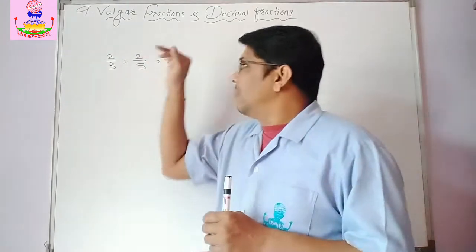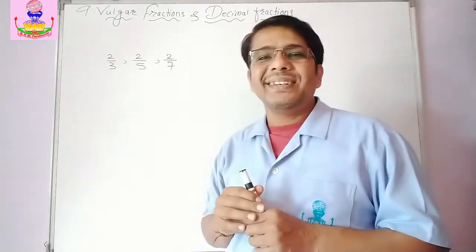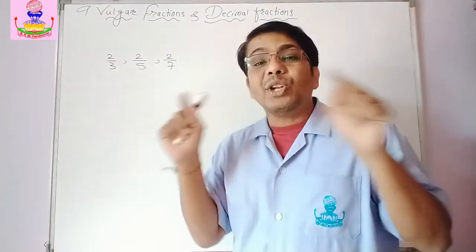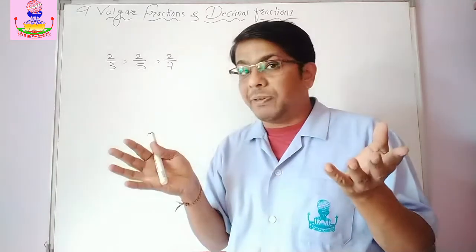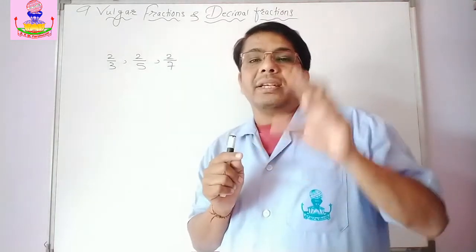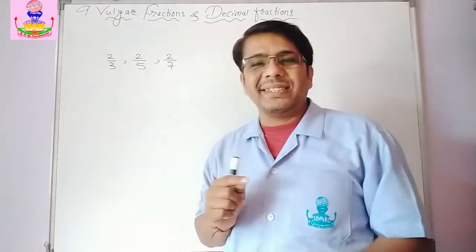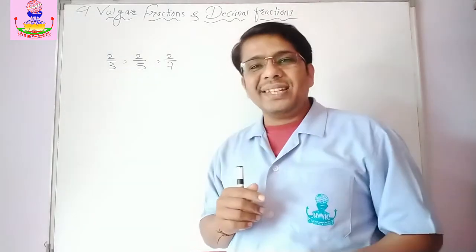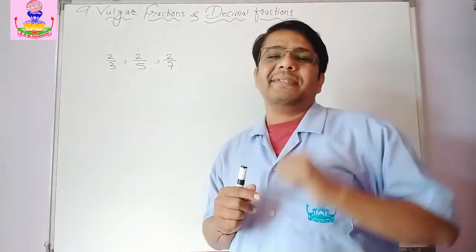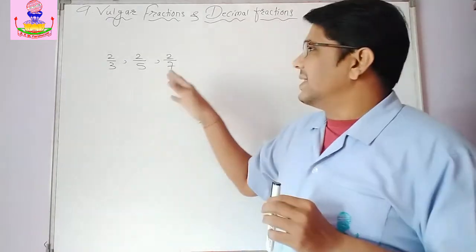So when numerators are the same, then see the denominators. Denominators are different, so see the denominators. Greater the denominator, smaller is the fraction. Smaller the denominator, greater is the fraction. Okay, now this is another type.